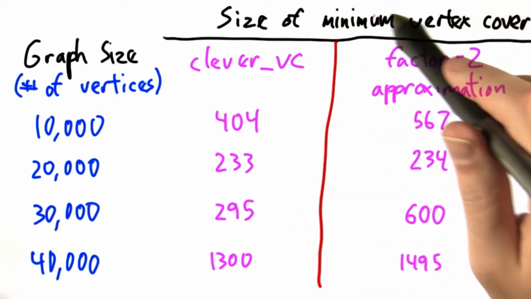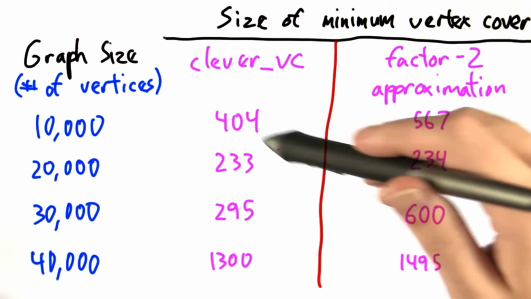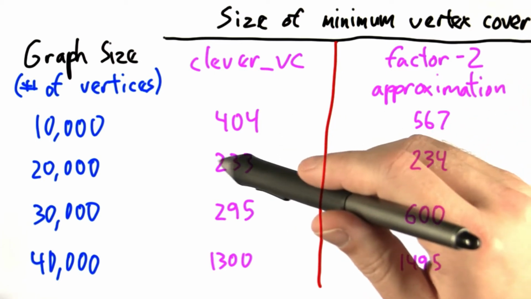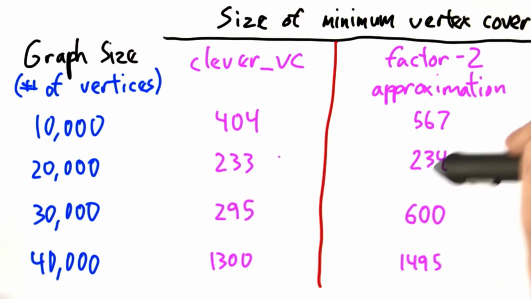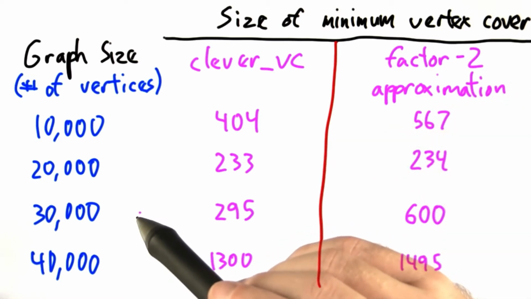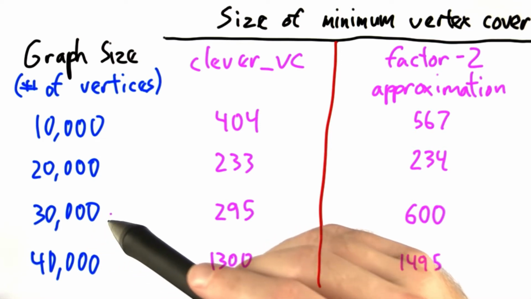So you can see that the size of the minimum vertex cover for Clever VC is always smaller than our factor 2 approximation, sometimes by not very much. For example, in this run, 233 versus 234. Not much of a difference. In other cases, it's a rather large difference, like 295 versus 600 in the 30,000 vertex graph.